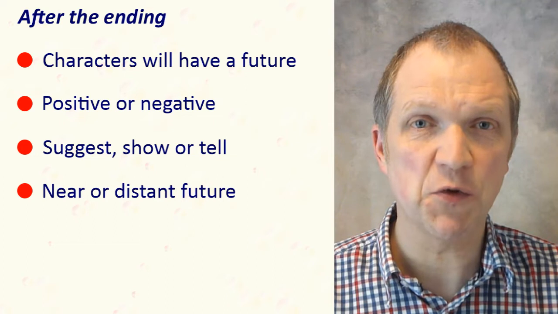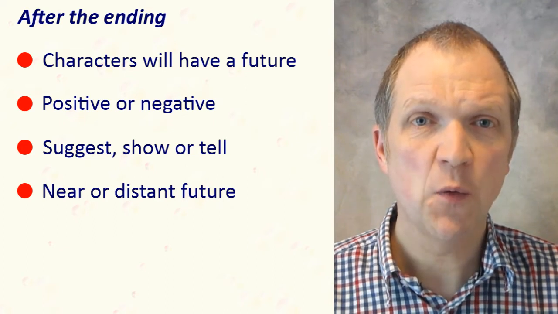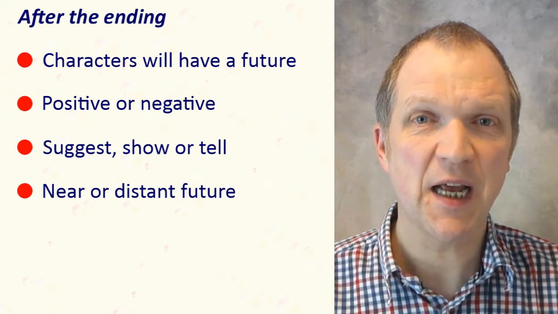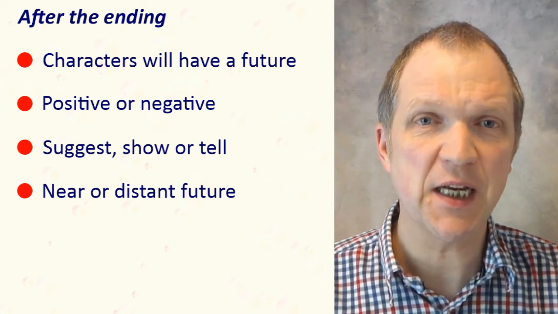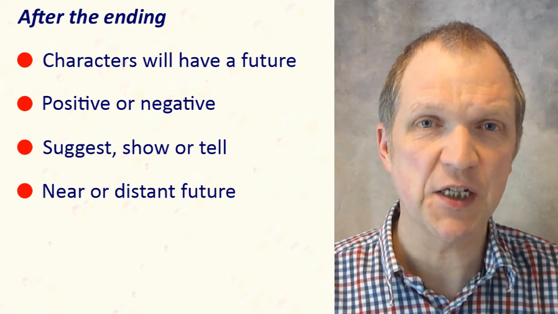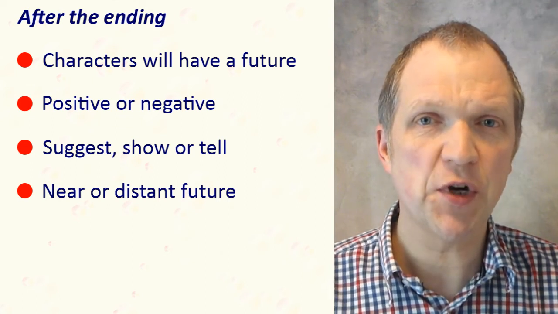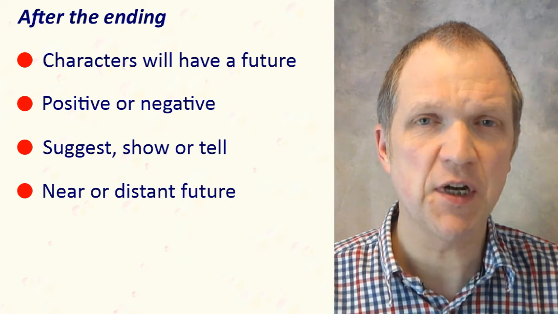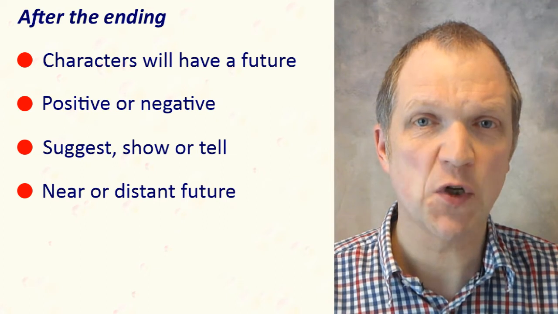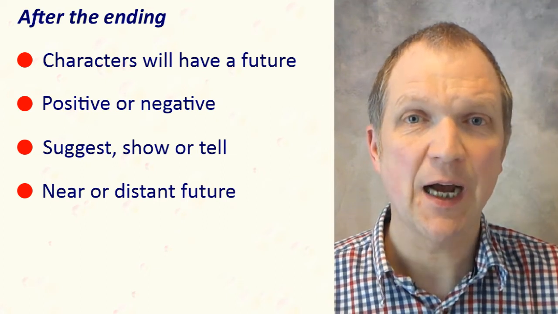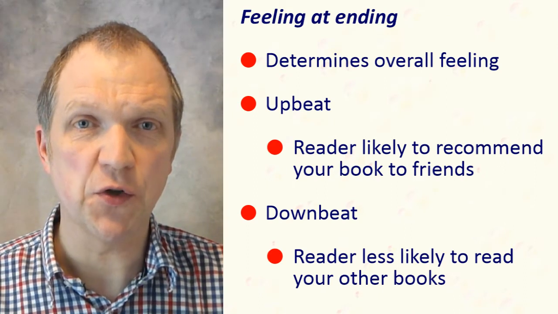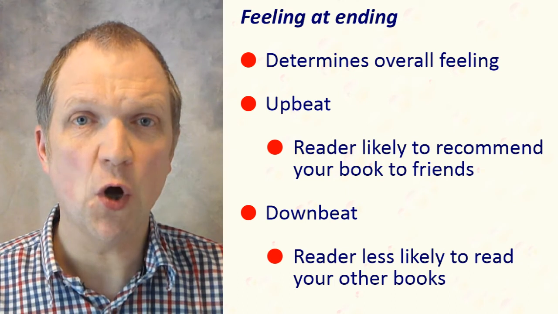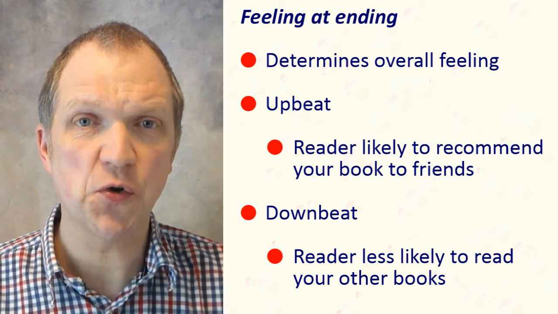A character's possible future could be suggested, for example, with our hero expressing a desire as they head out into the world. Or it could be shown explicitly, for example by including a scene set a few weeks, months or years into the future. Alternatively, your story could end with a paragraph that just tells the reader what happens. Getting the balance right between suggesting, showing or telling what will happen will depend on your writing style and the type of story. How the audience feels when they finish reading your novel or watching your film or movie will often determine how they feel about your story overall.